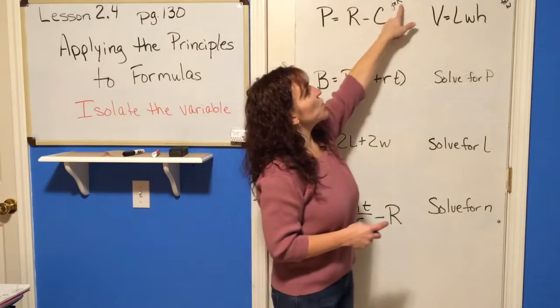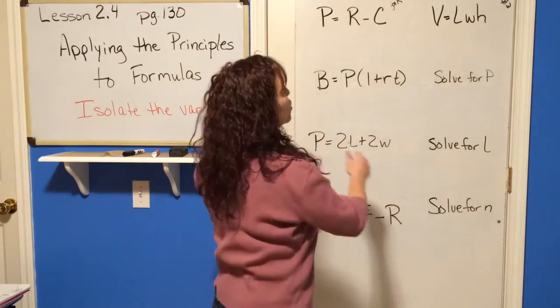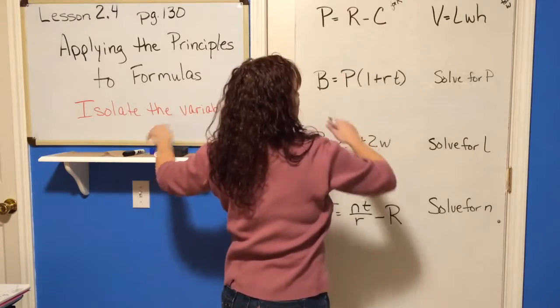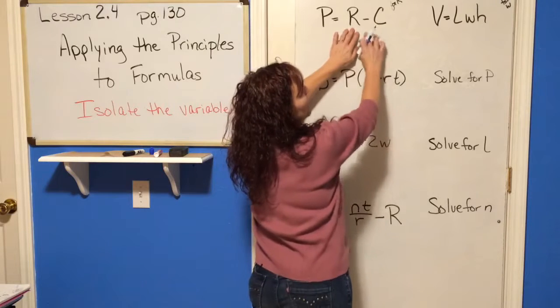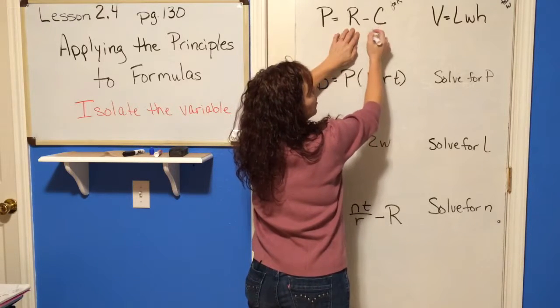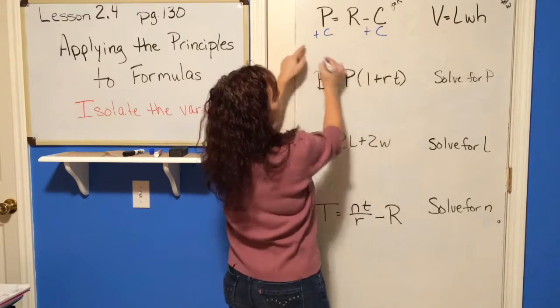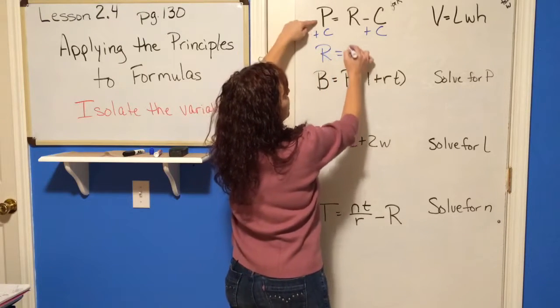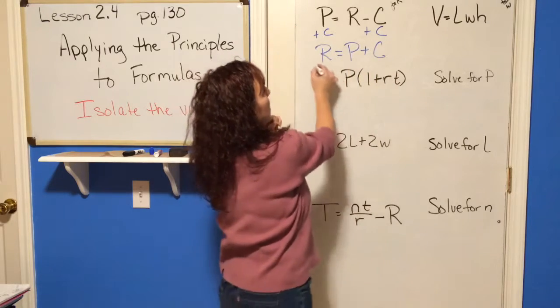But what if you want to solve for R? What if you want to know, well, what was the revenue? So all you have to do is, well, if I want to know what the revenue is, then the revenue is what I need to solve for. So if I get the revenue by itself, this was subtracted. So you're going to add C to both sides. And so revenue is going to equal profit plus cost. All right.